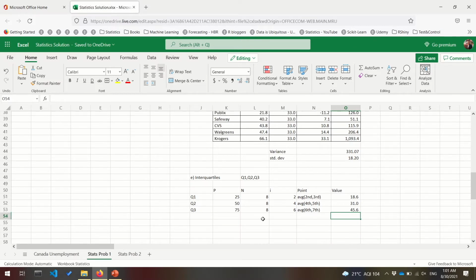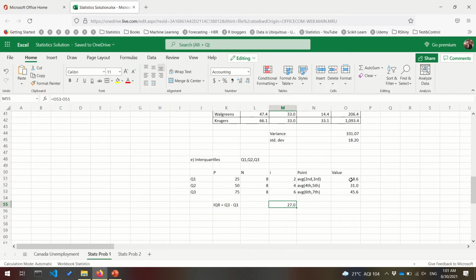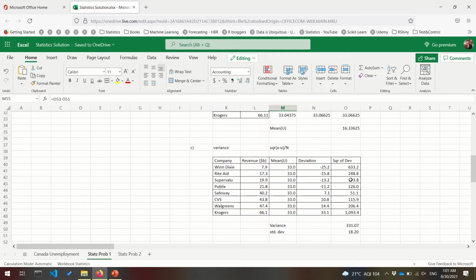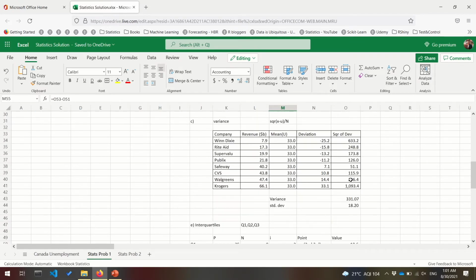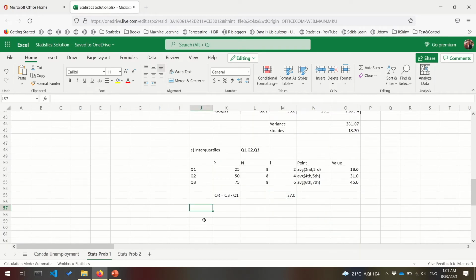So what was the formula of IQR? IQR is equal to Q3 minus Q1. So Q3 minus Q1 is your interquartile range, which is 27. Good. Now let's go one step ahead and find the box and whisker plot also.